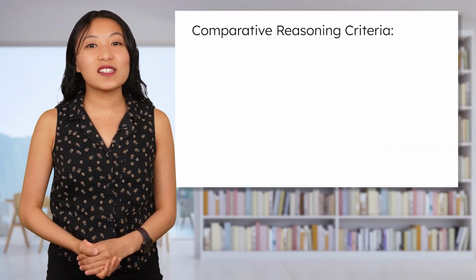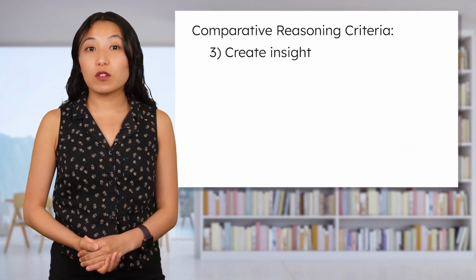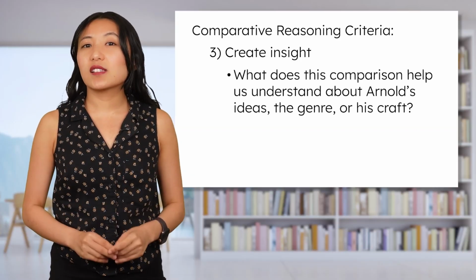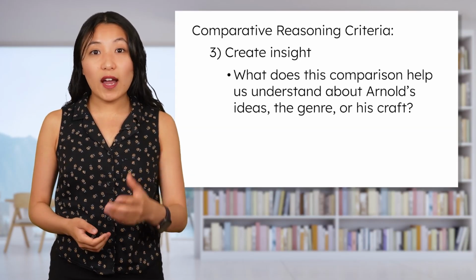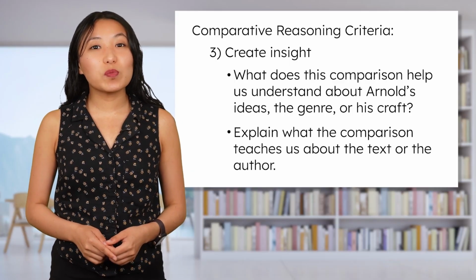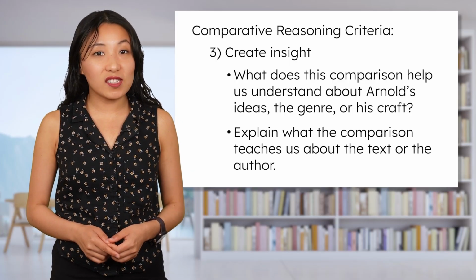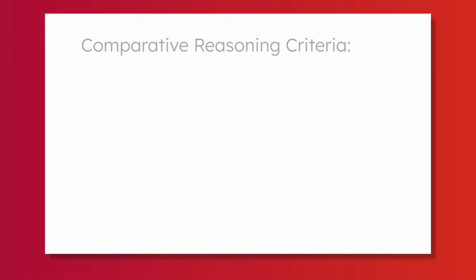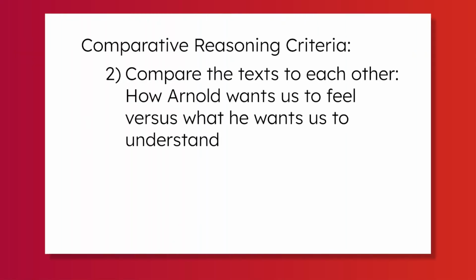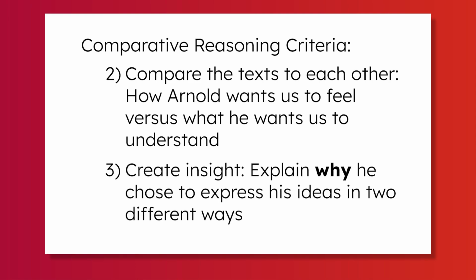Lastly, I want to create insight for the reader. This is where we go deeper and ask, what does this comparison help us understand about Arnold's ideas, the genre, or his craft? Insight is where you explain what that comparison teaches us about the texts or the author. In my comparison, I zoomed in on how Arnold makes the reader feel in one text versus what he wants us to understand through the other text. So in my insight, I might explain why he chose to express those ideas in 2 different ways, depending on genre.